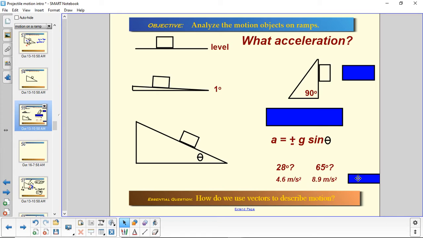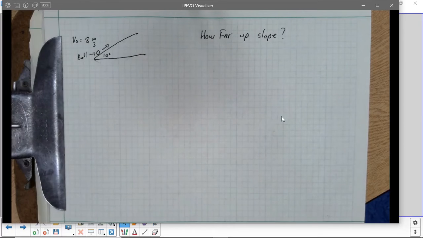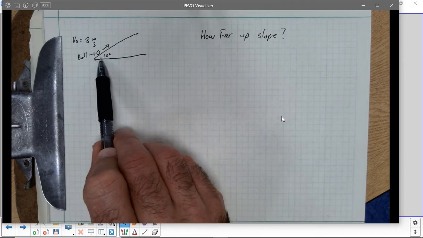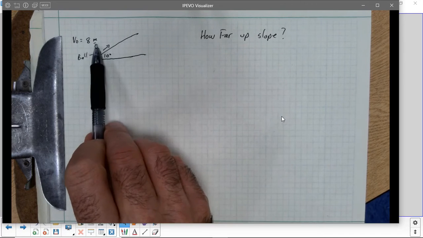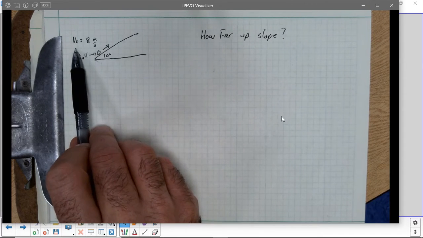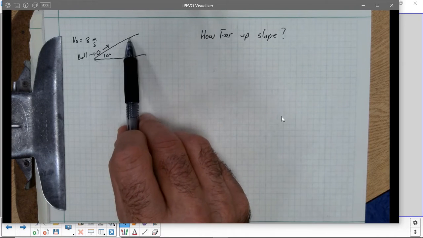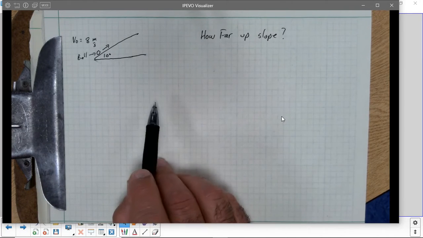65 degrees is 8.9 meters per second squared. All right, now what I want to do is run a couple problems here, calculations where we actually apply this. We're going to have a 10-degree slope, and a ball that starts rolling up the slope at 8 meters per second. So the initial speed of the ball at the bottom of the slope is 8 meters per second up the slope. And we're going to figure out a few things here.